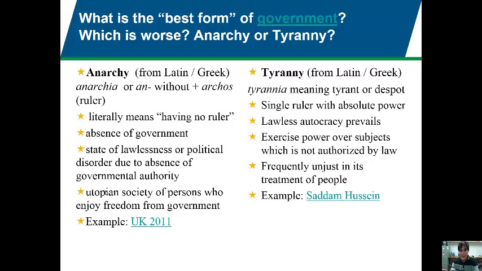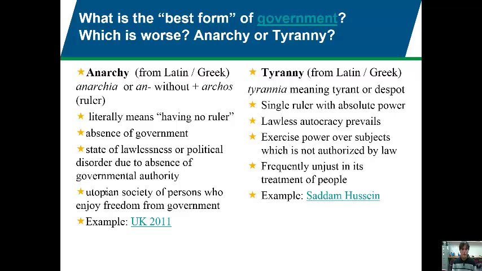Anarchy and tyranny are generally seen as bad types of government. And I can guarantee there will be a question about the difference between anarchy and tyranny on your test. They are closely related, but they are kind of different. Anarchy is an example of having no ruler. Anarchy literally means having no ruler. An being the Greek root of without, and archos meaning ruler.